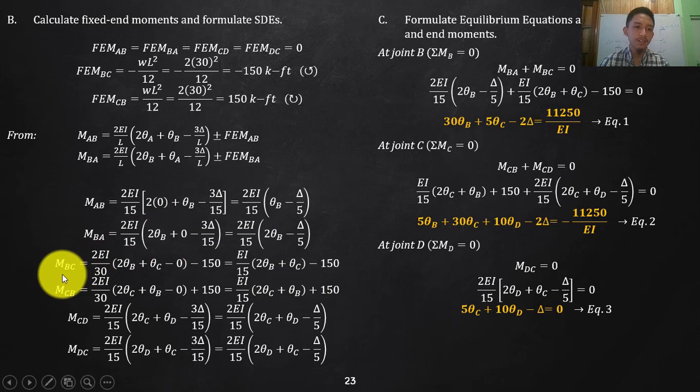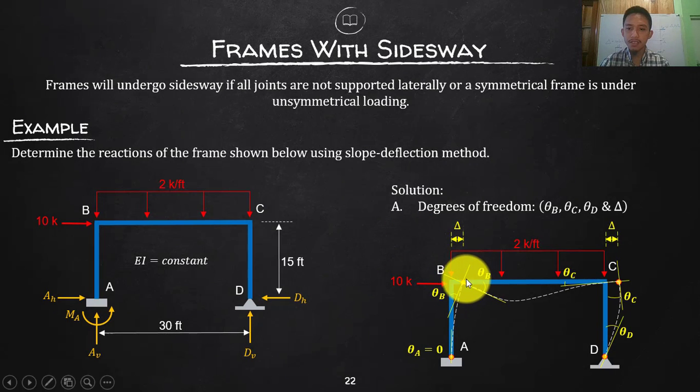And for your BC, there is no change. That is the same as a while ago. Why is there no delta? Because the location of joint B in your deflected elastic curve is the same as your joint C. They are on the same elevation, so there is no relative deflection.